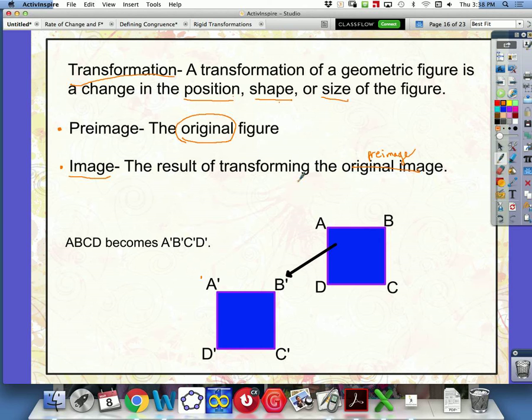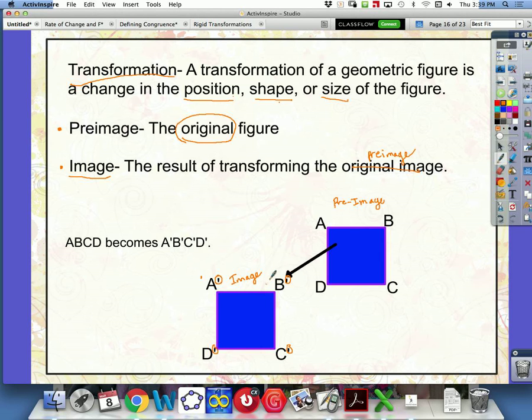So since most of our transformations are going to look the same, it's important to know how we can tell the difference. In these 2 squares down below, they're identical. They're both the same size. The only difference is one is slid away from the other. In these 2 squares, this square is the preimage. And this one is the image. The difference is that the image uses these dashes after each letter. These tell us that this is the image of the preimage.